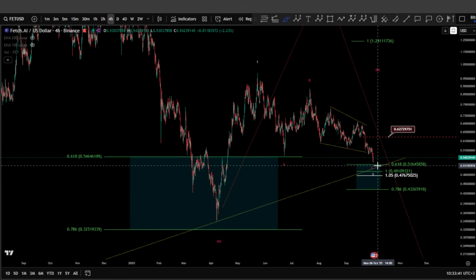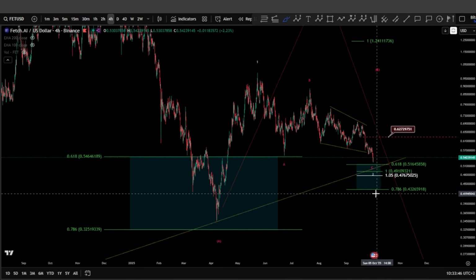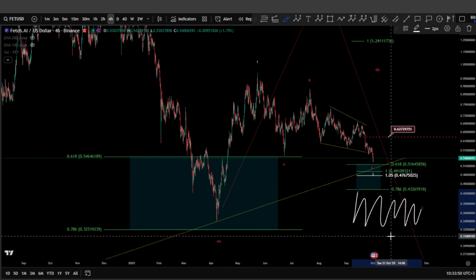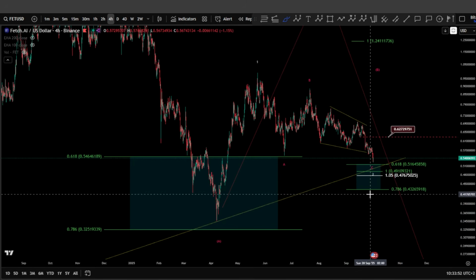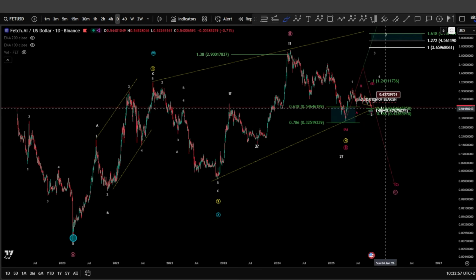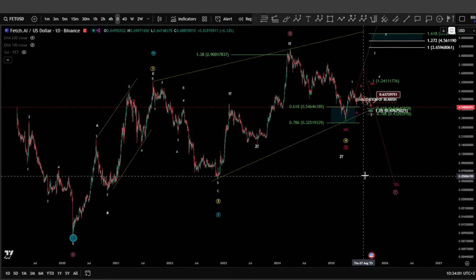This looks corrective to me still. Nothing to be afraid of so much until we break this area, 0.786. Okay, here is your danger area, danger zone for further corrections. And overall, I see, of course, that this is still a potential 1-2, and we might, of course, move very massively toward the upside.